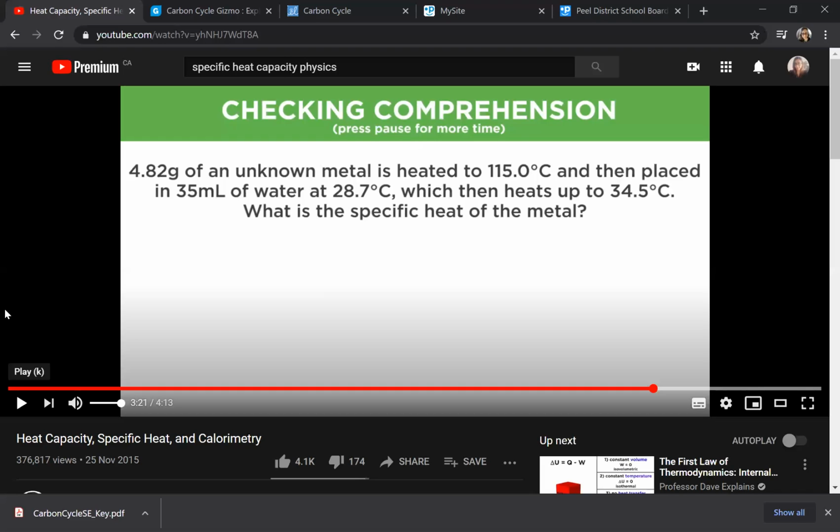Because in this situation here, you have 4.82 grams of an unknown metal. Watch your units. If you have grams, you have to convert to kilograms first so that your specific heat capacity units match what you are calculating. You have your temperatures so far in degrees Celsius, that's good. They tell you some information that the metal is placed into water and what the volume is. It heats up to a certain amount, and then you're solving for specific heat.